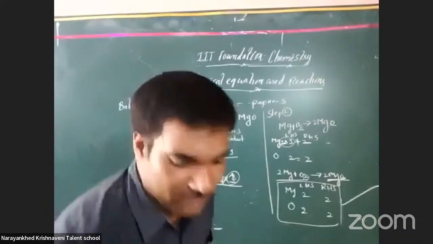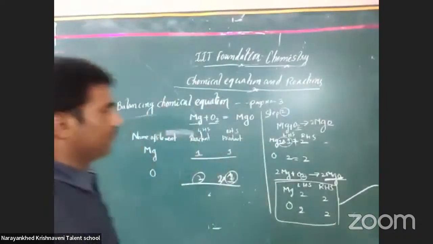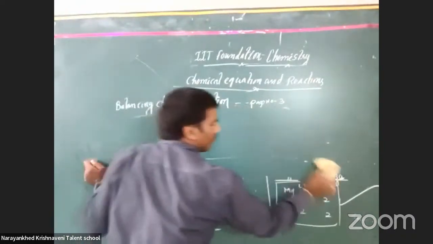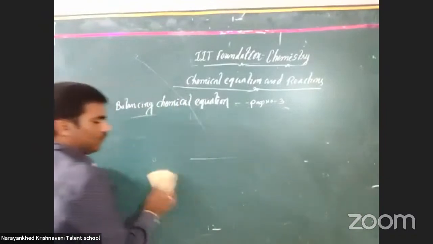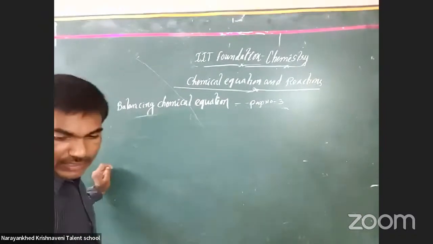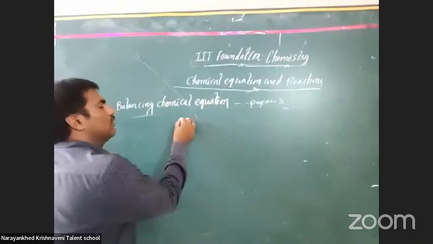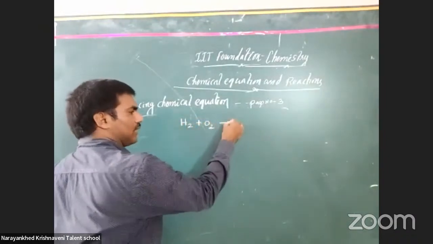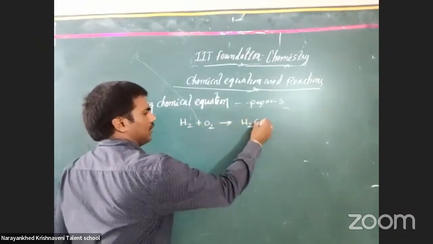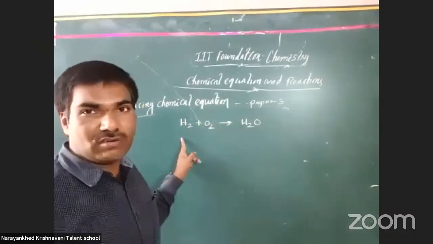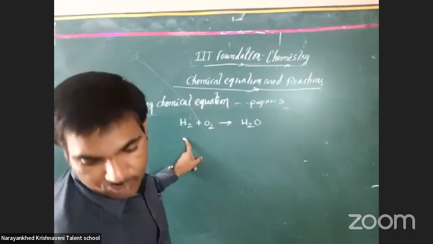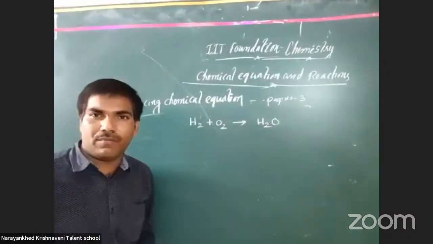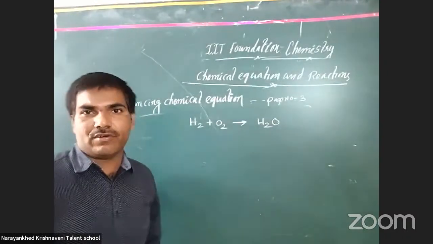The same manner, I'm taking one more equation. It is not in our textbook. Take the formation of water. What is it? H2 plus O2 gives H2O. It is water. Is it a balanced equation, students? No, it is not a balanced equation.